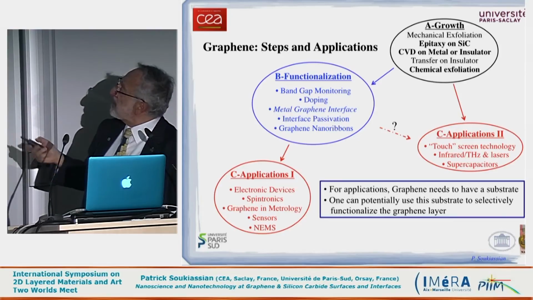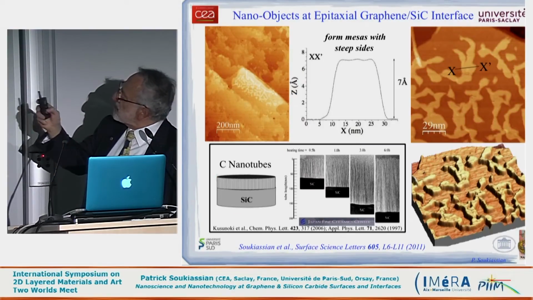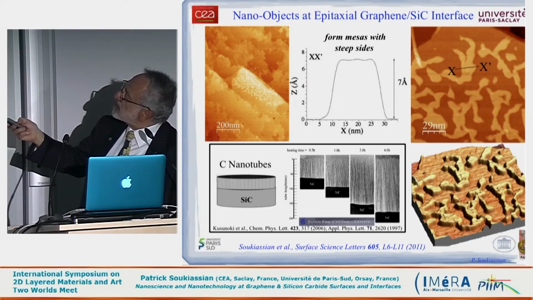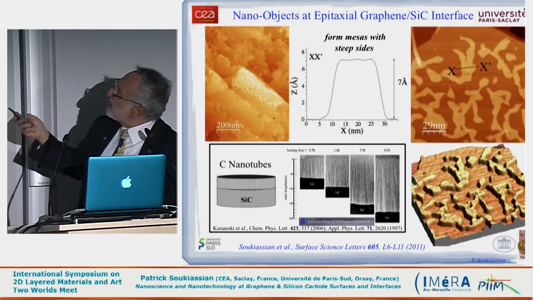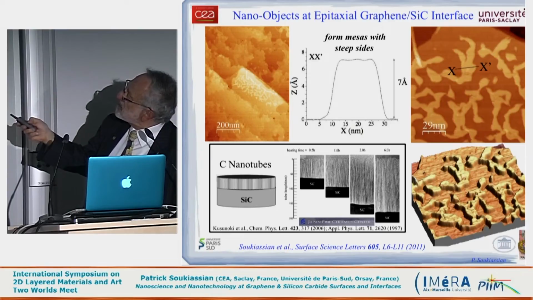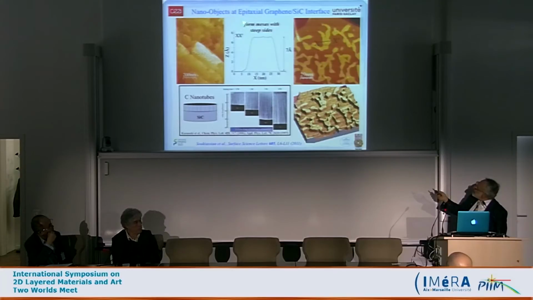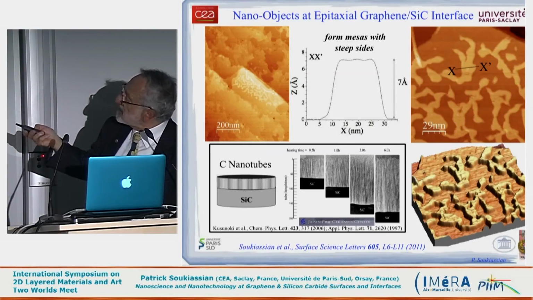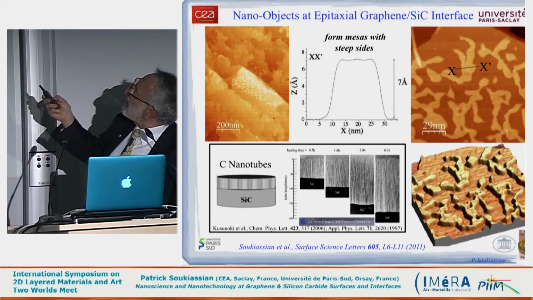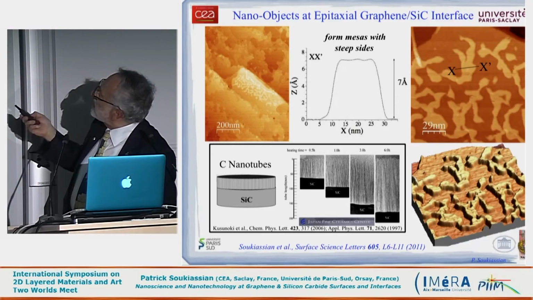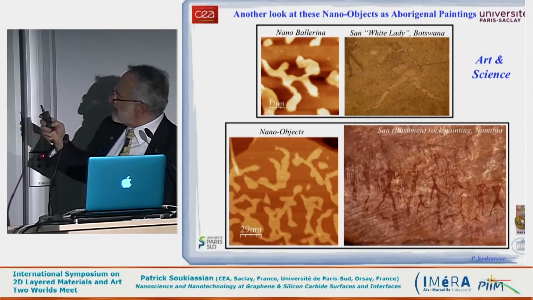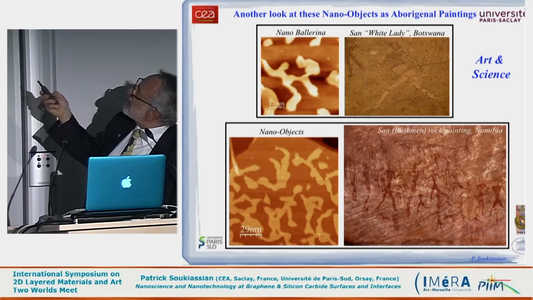Now, the problem is, sometimes you have this. What is this? This is a nice graphene sheet that we grow on a silicon carbide surface. And on this step, you can see there is something. If you make a height profile, this is done by STM, you see it just forms a mesa with a steep side. And what is this? If you do Raman spectroscopy, this is carbon nanotube. Now, if you look at that, it looks like aboriginal painting at the nanoscale. So these are carbon nanotubes that are very vertical. If you go to the next steps, you can see another look at this nano object as aboriginal painting.